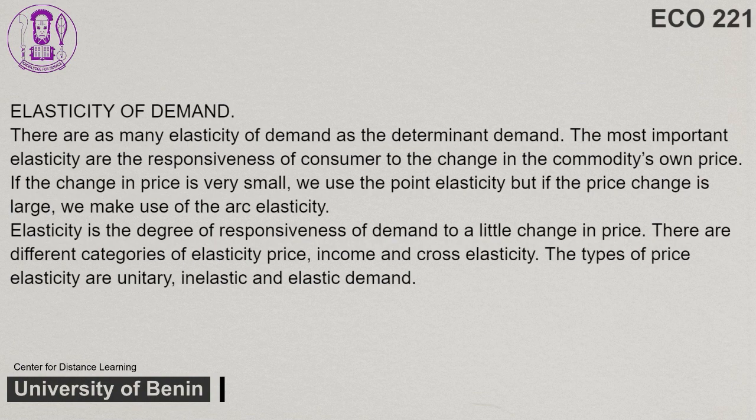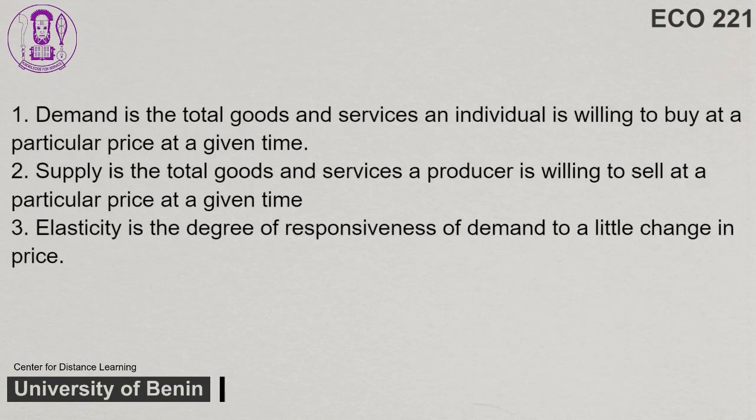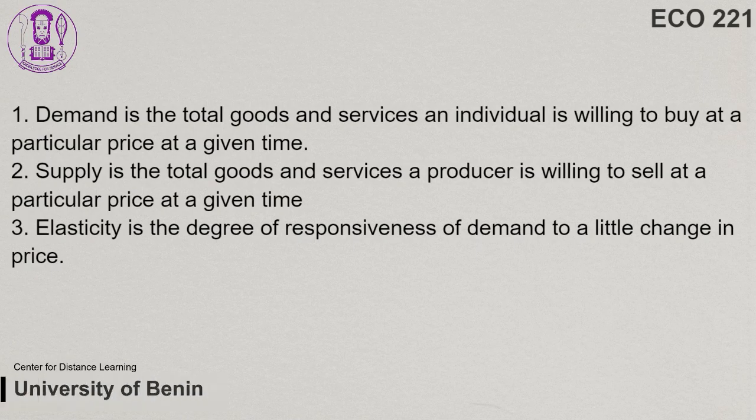Summary for study session 2. In this study session, please note the following. 1. Demand is the total goods and services an individual is willing to buy at a particular price at a given time. 2. Supply is the total goods and services a producer is willing to sell at a particular price at a given time. 3. Elasticity is the degree of responsiveness of demand to a little change in price.